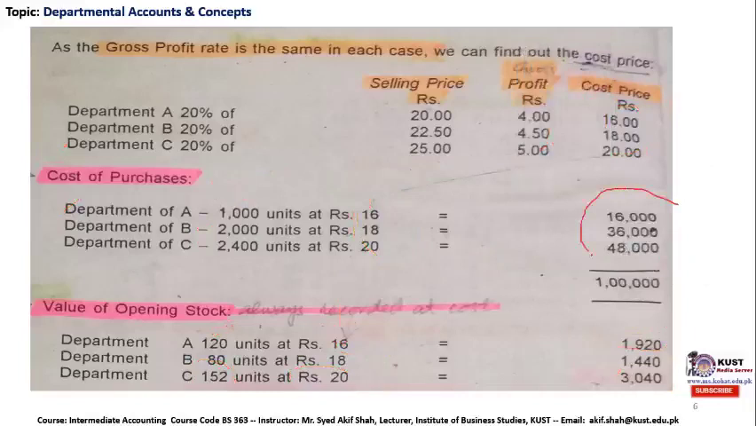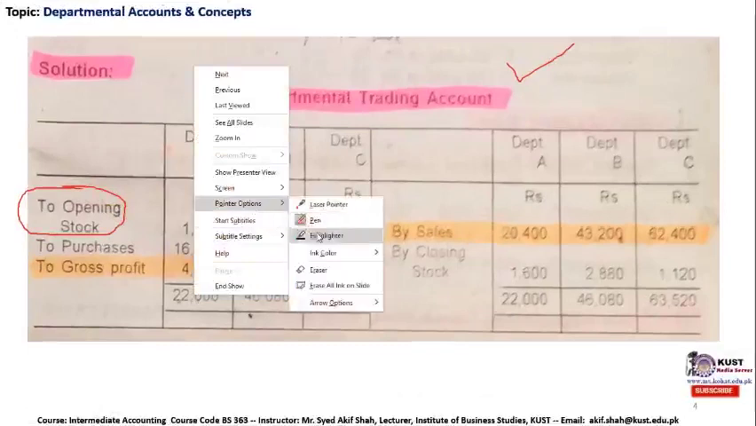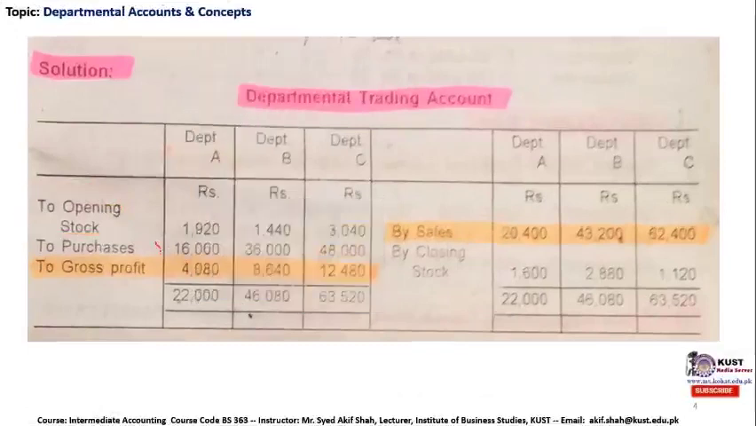Let's counter check whether we have plugged this data correctly. 16, 36 and 48,000. So here we can see that in the purchases section, Department A cost of purchase is 16,000, for Department B it's 36,000, and for Department C it is 48,000. Now let's go back to our working to find out how we calculated the sales volume for Departments A, B, and C.